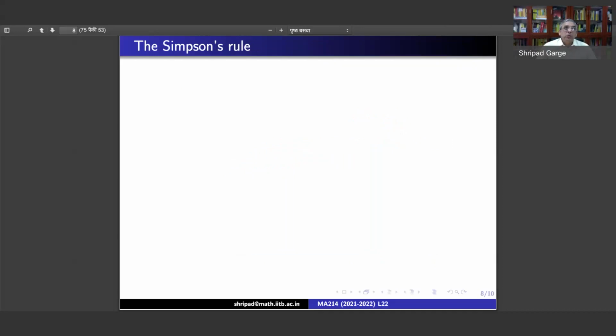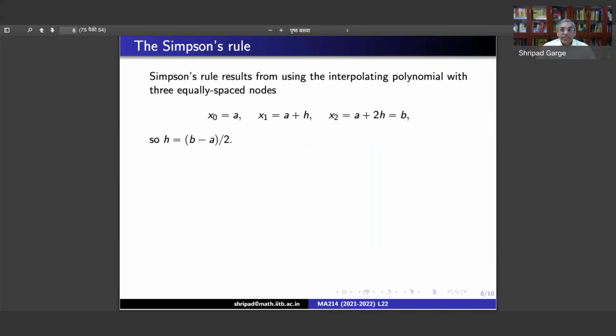Now Simpson's rule. As we can guess, we will go from the interpolating polynomial P1, which was interpolating your function at 2 points, to the polynomial P2, which is now going to interpolate your function on 3 points. So n is 2, and we call x0 to be a, x1 to be a plus h, and x2 will then be a plus 2h, which has to be b, and therefore h is (b minus a) upon 2. So x1 is the midpoint, x0 is the left endpoint, and x2 is the right endpoint.